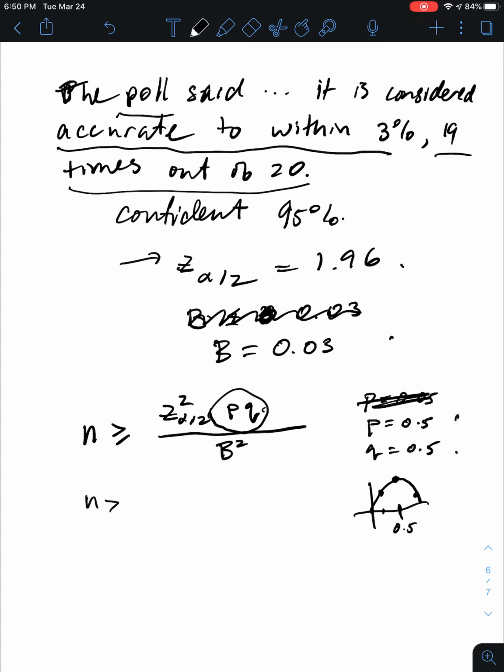All right, so that gives us all the four numbers that we need to actually calculate this thing. So n has to be greater than or equal to 1.96 squared times 0.5 times 0.5 divided by 0.03 squared. All right, so let's calculate that. I have to pull out my calculator here.